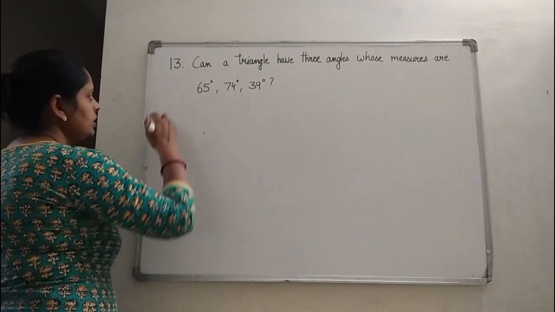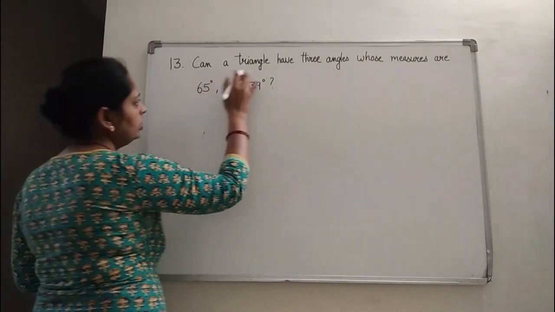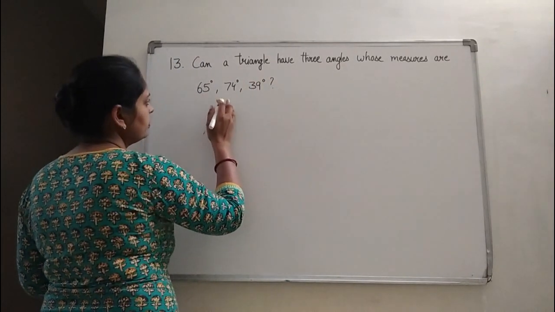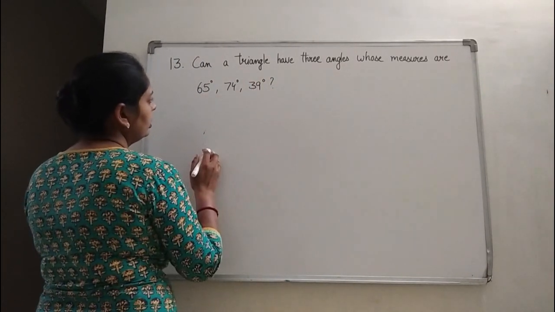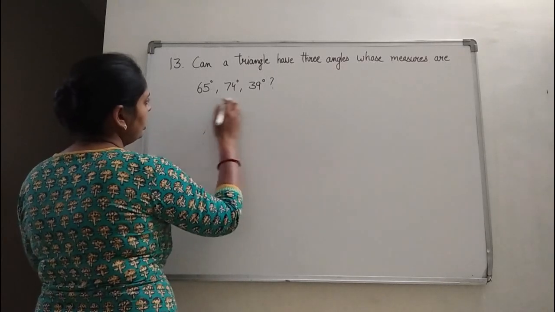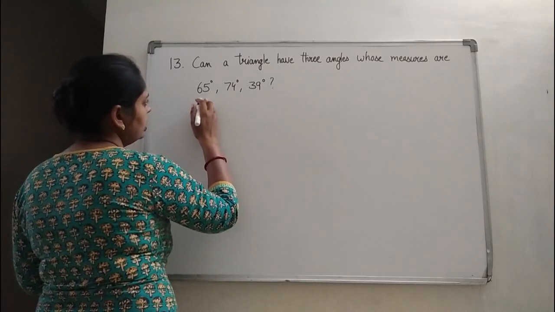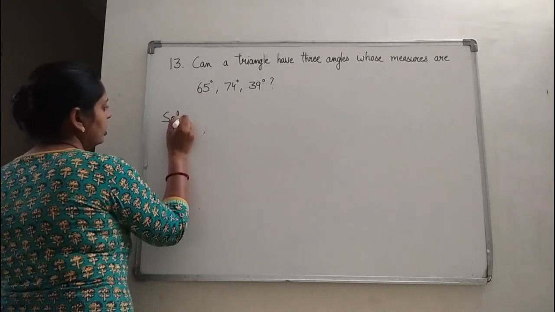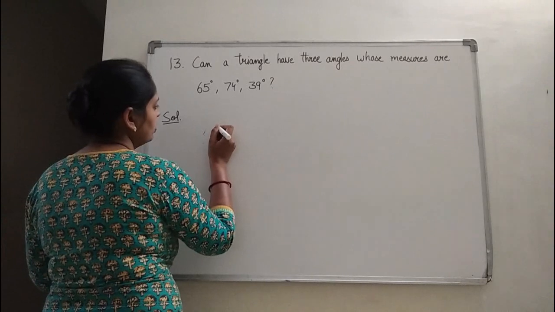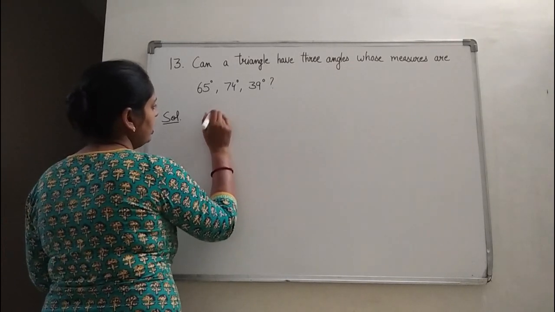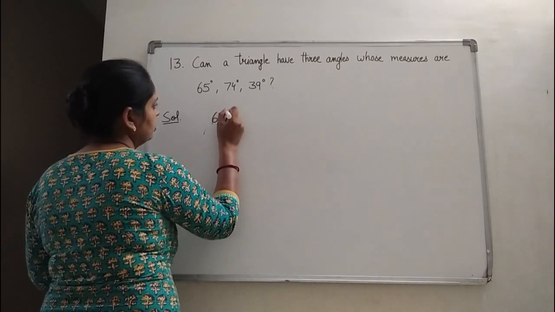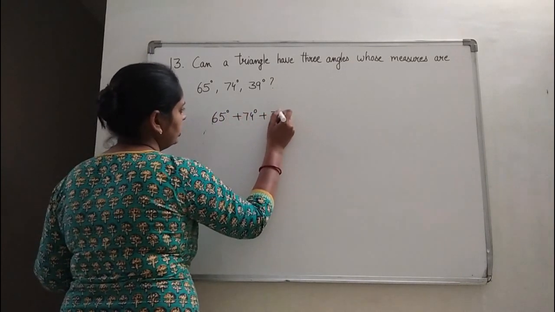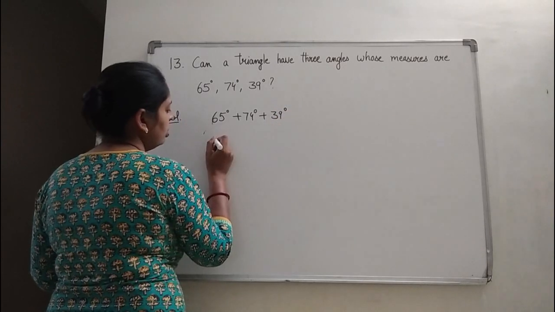Okay. Now see the 13th question. Can a triangle have three angles whose measures are 65 degree, 74 degree and 39 degree? Now to check that any triangle can be formed in which these three angles will be there, we will check that the sum of these three angles is how much? So 65 degree plus 74 degree plus 39 degree is equal to how much?